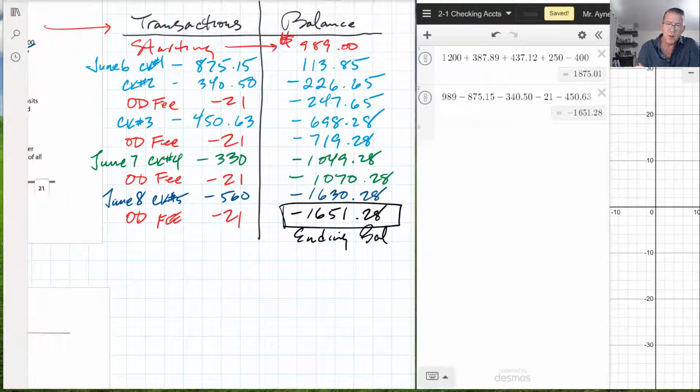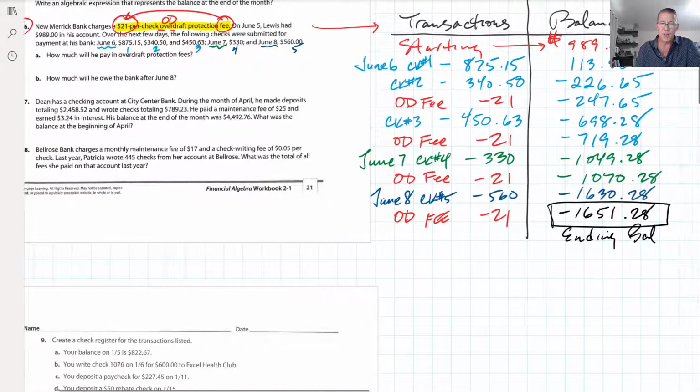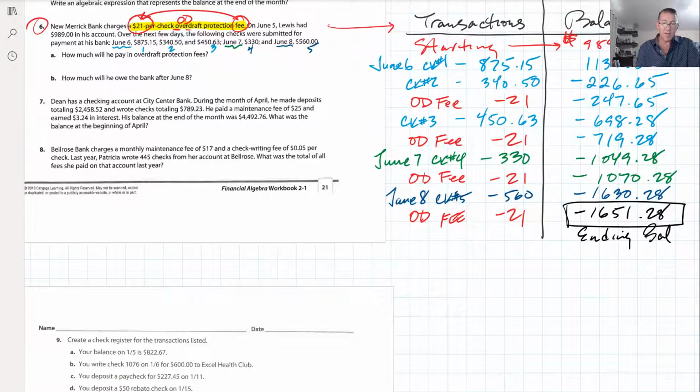Save your work in Desmos as you go, by the way. Okay, so let's go back to the problem here. After June 8th, the fifth and final check comes in. You owe the bank $1,651.28 at that time. Question part A says, how much will he pay in overdraft fees? Well, we have 4 overdraft fees of $21. So 4 times 21 is $84. So there's $84 in overdraft fees.